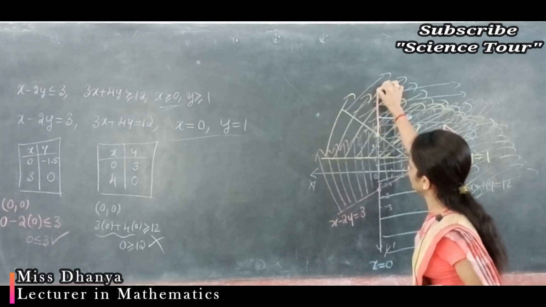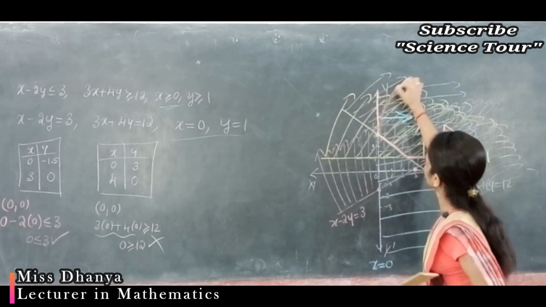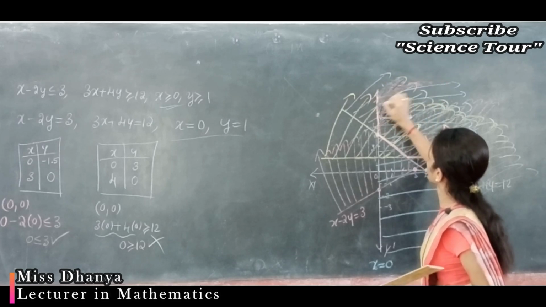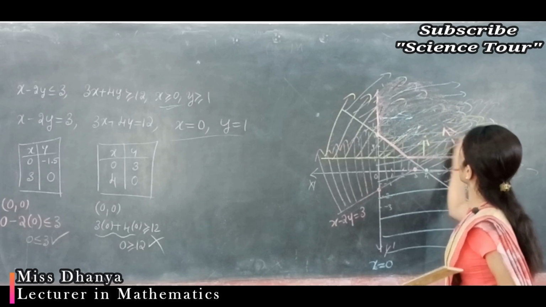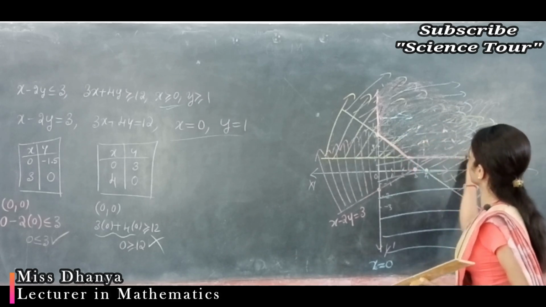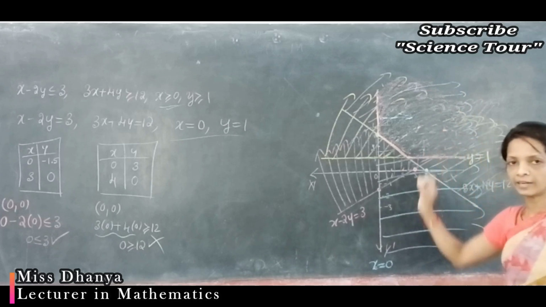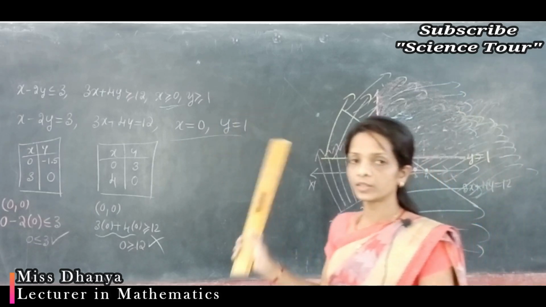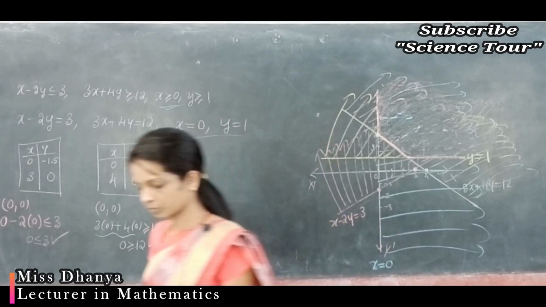If you give close shadings, then this region will be darker in your graph. This region will be darker in your graph sheet. So this is the common solution region, which gives the solution of all those 4 inequalities. Okay, thank you.